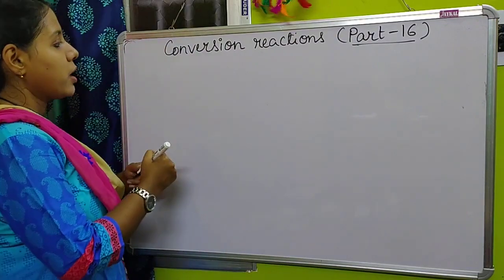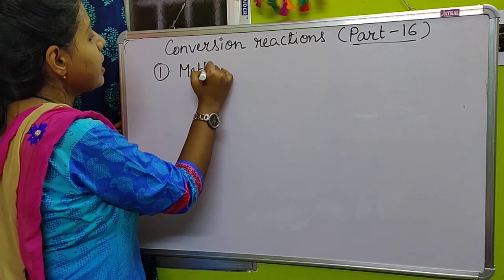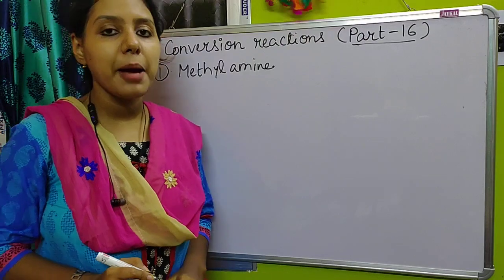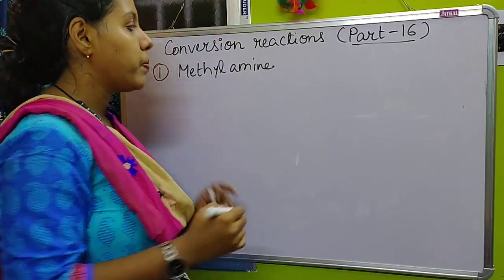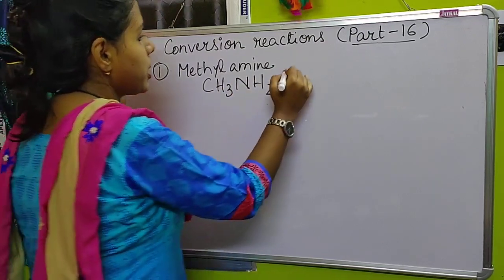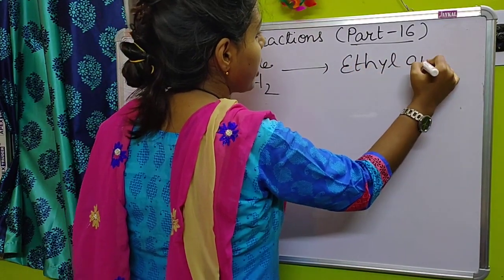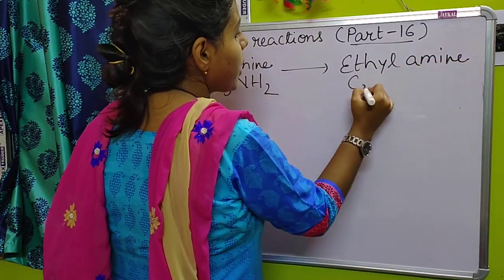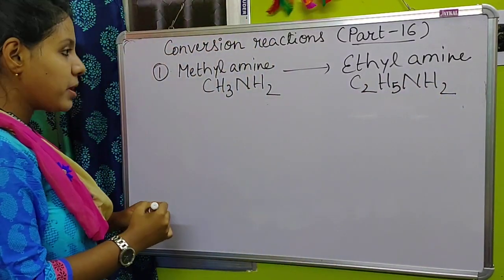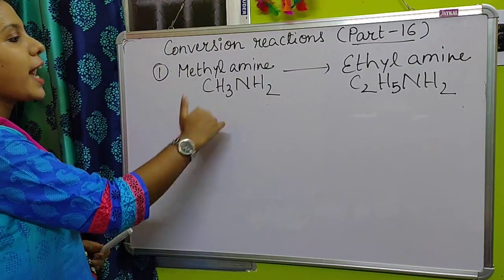So the first question is the conversion of methylamine. What is the formula of methylamine? CH3NH2. From methylamine we have to produce ethylamine, which has the formula C2H5NH2. So how could we convert from methyl to ethyl?